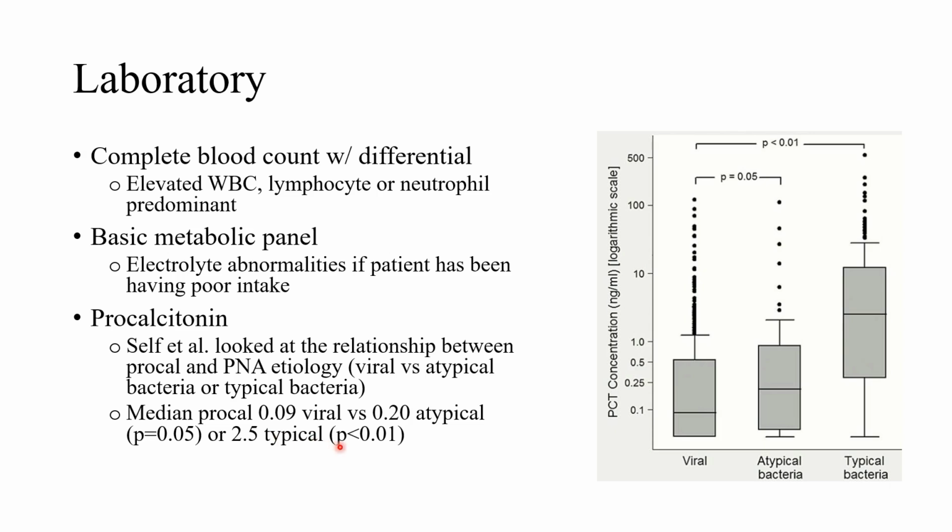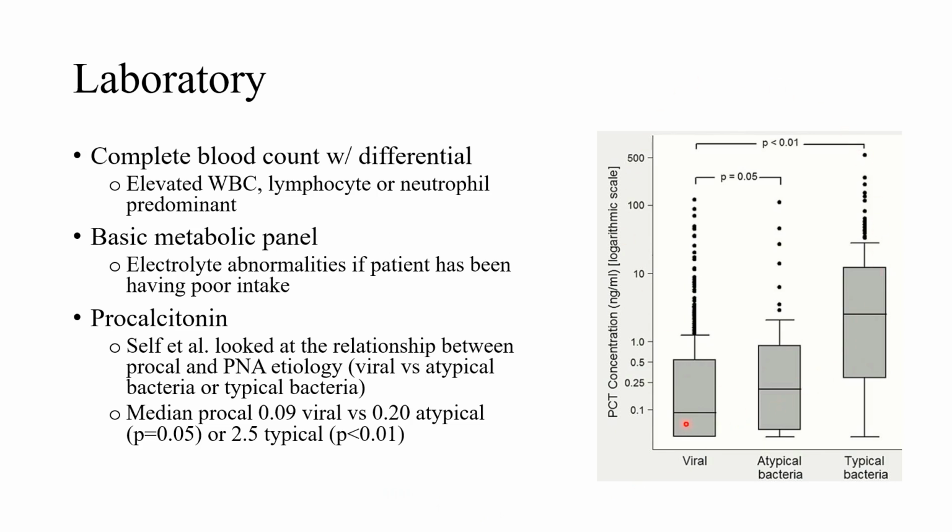So the point of this is, they saw that there are some differences in the procal based on what the infectious etiology is. Now, the atypical to viral was not significant. It was 0.05 as the p-value, so not significant. But comparing procalcitonin levels in typical bacterial CAP infections to viral was significant. P-value was less than 0.01. So that's what this chart here is showing.